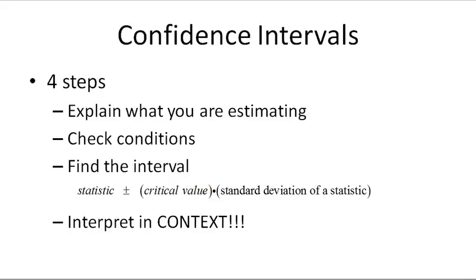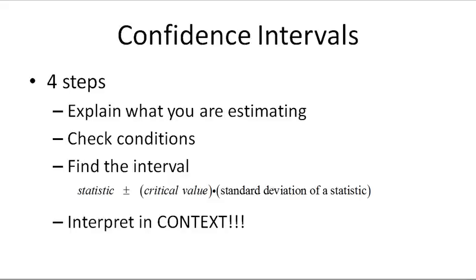A confidence interval involves 4 steps. The first step is to explain what you're trying to estimate. So just tell me. Now that's always going to be in the problem, because the question in the problem is going to tell you what you're trying to find, so you're just kind of repeating it. Then you got to check those conditions, which we all know and love. And then we have to find the actual interval, which is taking your test statistic, going up and going down by your margin of error.